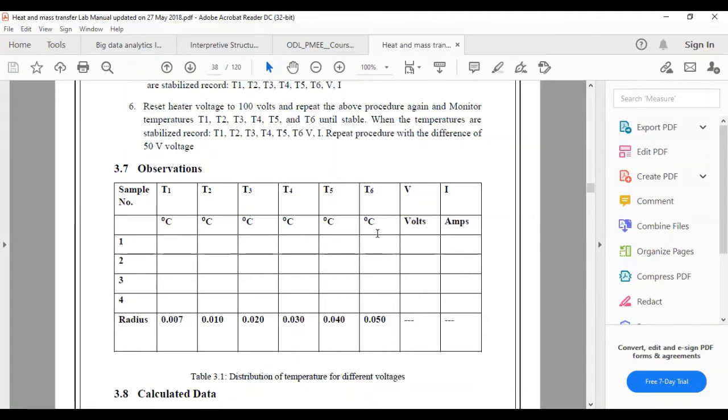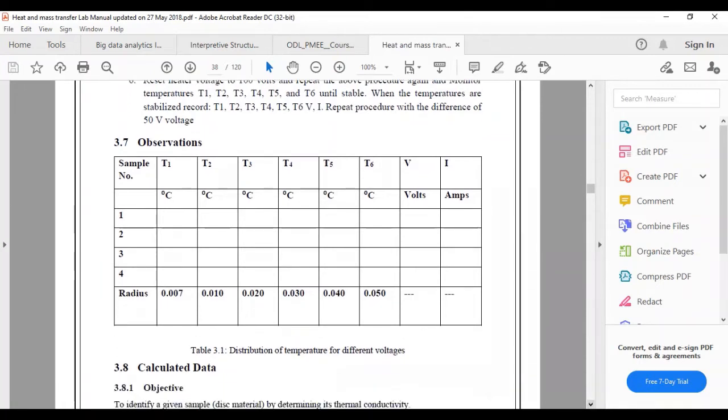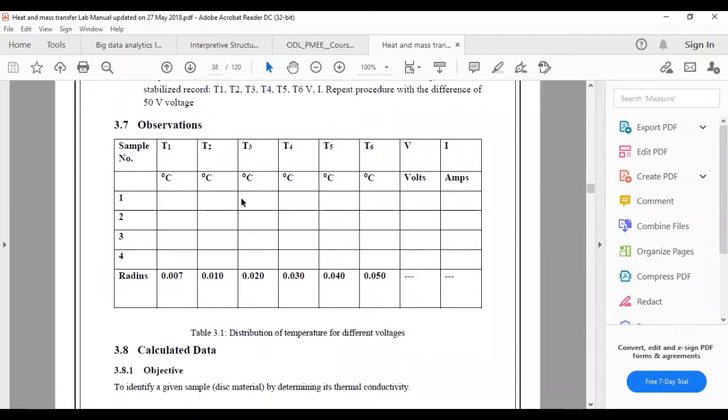Now let us begin the experiment on our apparatus, and after that we will see how to calculate the different parameters using these values measured from the apparatus.